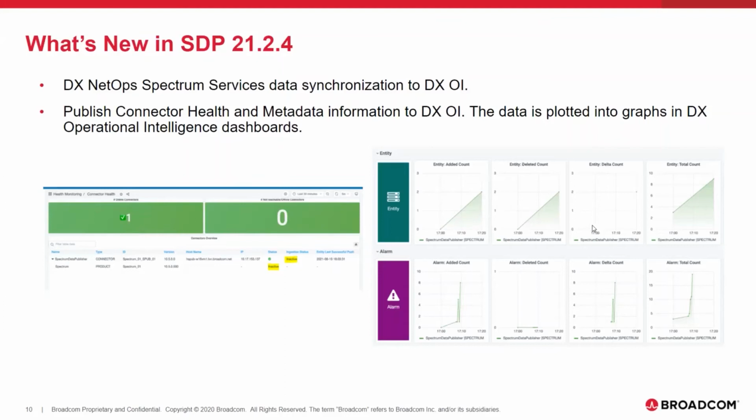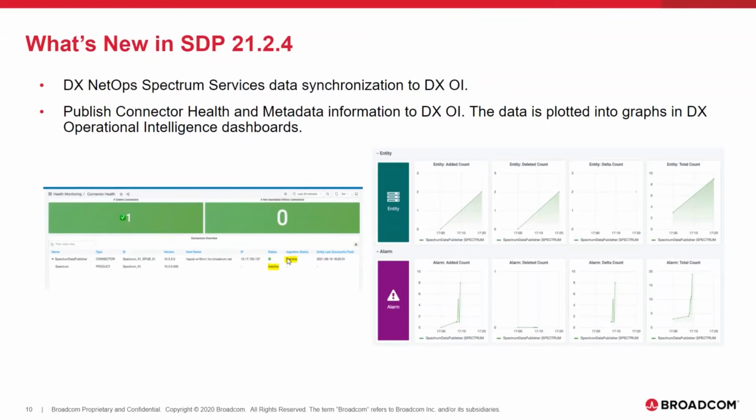To be visible in the DX dashboards, you can see a sample screenshot here. There we can see the alarms or inventory added count, deleted count, delta count and total count for every push. When the ingestions are stopped, after a while it shows the ingestion status as inactive. Otherwise, it will show it as active.